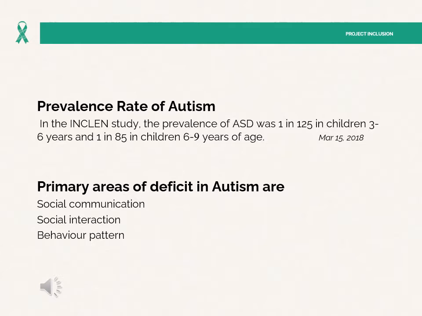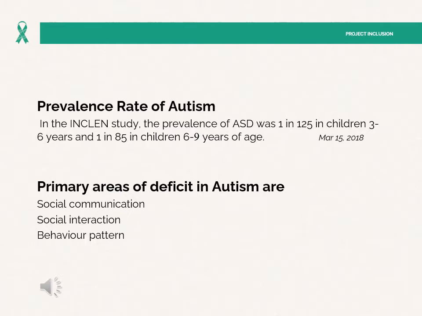Now looking at the INCLEN diagnostic tool for autism, its study states that the prevalence of ASD is 1 in 125 children ranging from 3 to 6 years of age and 1 in 85 children ranging from 6 to 9 years of age. This study was published on March 15, 2018. Teachers, prevalence rate means the proportion of persons or children in a population who have a particular disorder or a disability at a specified point in time.